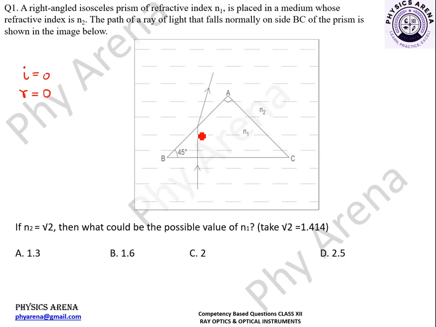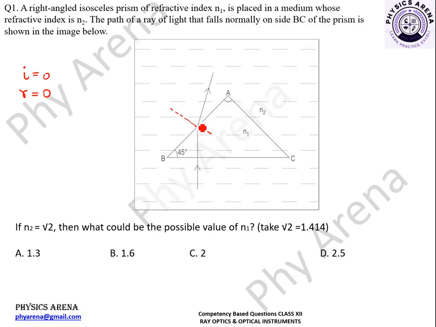So it will move in a straight path, and then when it comes out from the AB surface, it gets deviated. And we can see that it is deviated away from the normal. So let's draw a normal here. This is the normal to the AB surface, and the ray is deviating away from it. The value of n2 is under root 2. We need to find the possible value of n1.